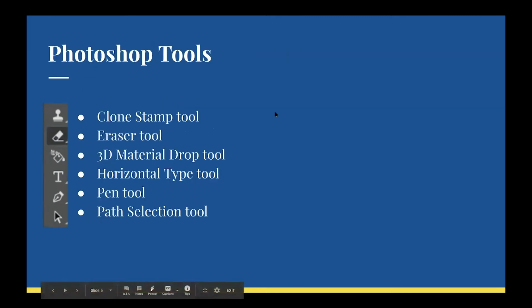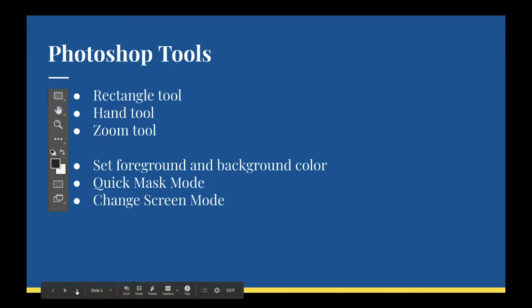So here are the tools that I primarily use. Most importantly, I use the clone stamp tool. Then you also have the eraser tool, the 3D material drop, the horizontal type, the pen tool, and the path selection tool. The clone stamp tool essentially is what I use, and it just lets you take literally the texture, the color, the lighting from one area and drop it directly in another area. There are some caveats to that I'll go over in the actual tutorial.